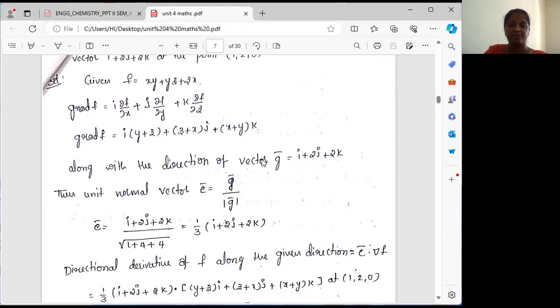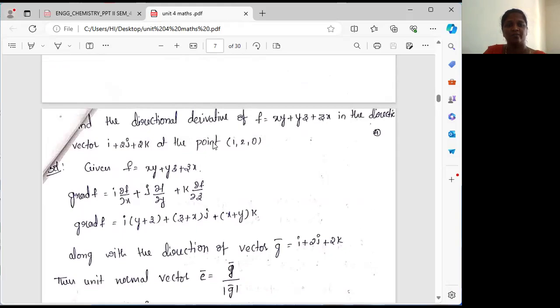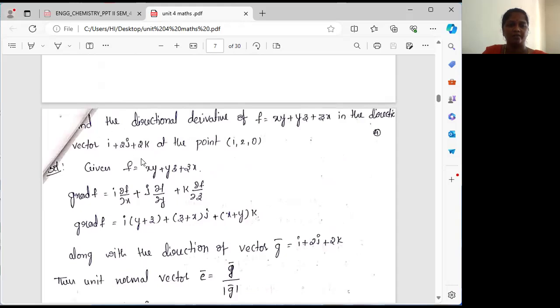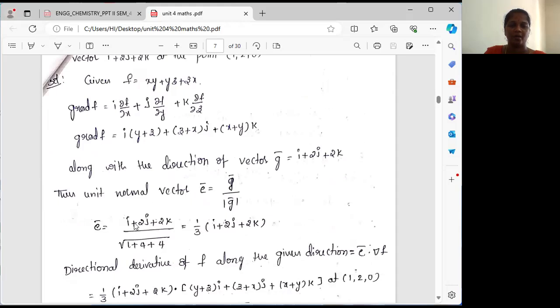Along with the direction of the vector, we have to find its unit normal vector. The vector g is i plus 2j plus 2k, so the unit vector e equals the vector divided by its modulus: i plus 2j plus 2k divided by the square root of the i coefficient squared plus j coefficient squared plus k coefficient squared.